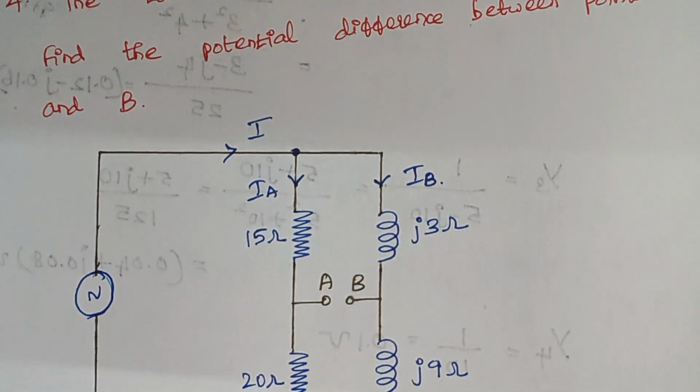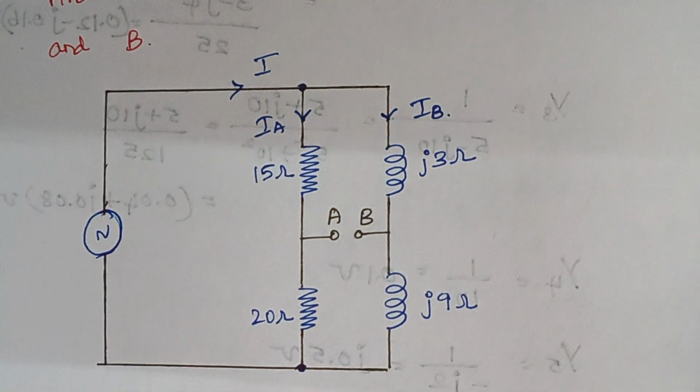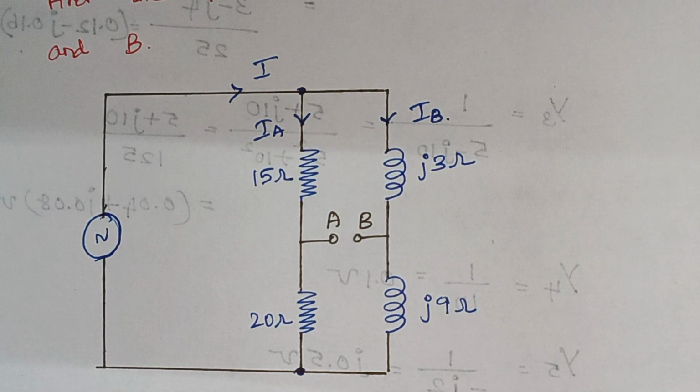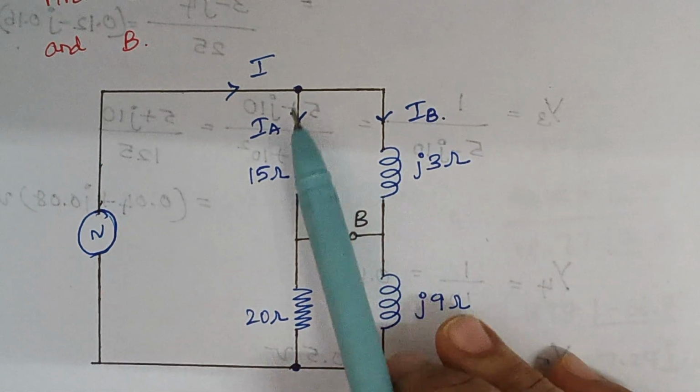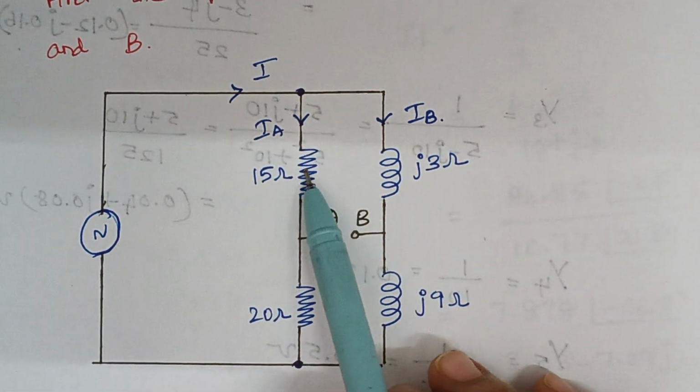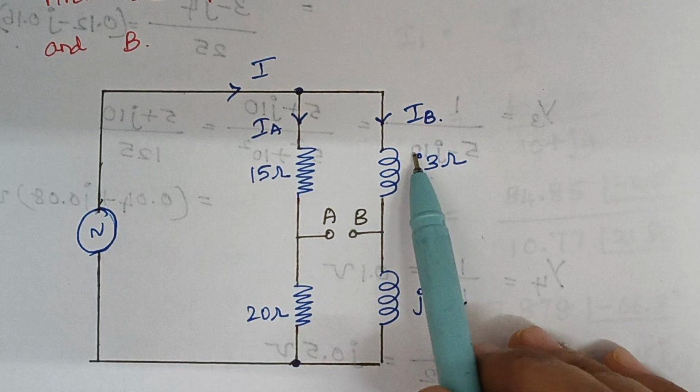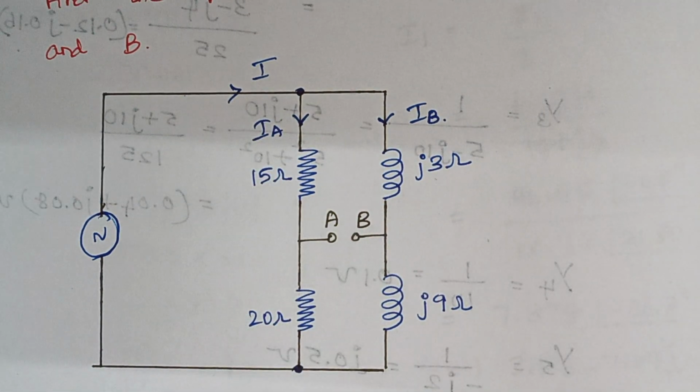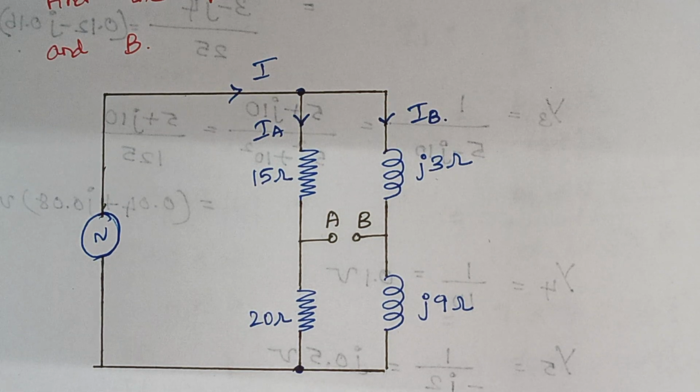So here this is your given problem, right? It has two branches, and the current flowing through this branch we are taking as IA and this branch as IB, and this is your total current. Here you are asked to calculate the potential difference between the points A and B.